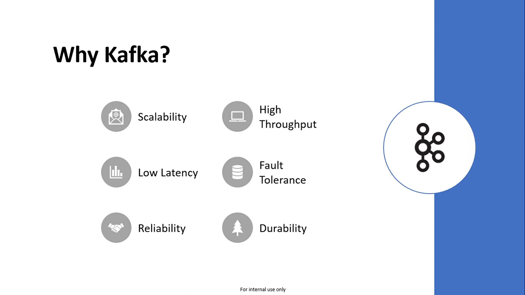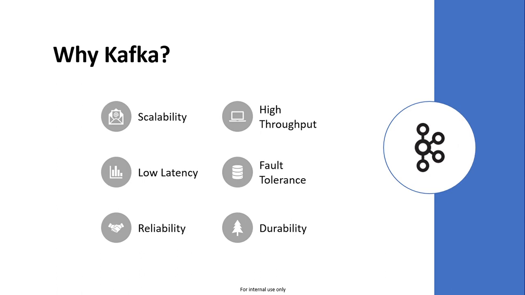Next is low latency. Low latency refers to the amount of time taken for a system to process a single event. Kafka offers a very low latency, which is as low as 10 milliseconds. Next is fault tolerance. By using replication, Kafka can handle failures at nodes in a cluster without any data loss.